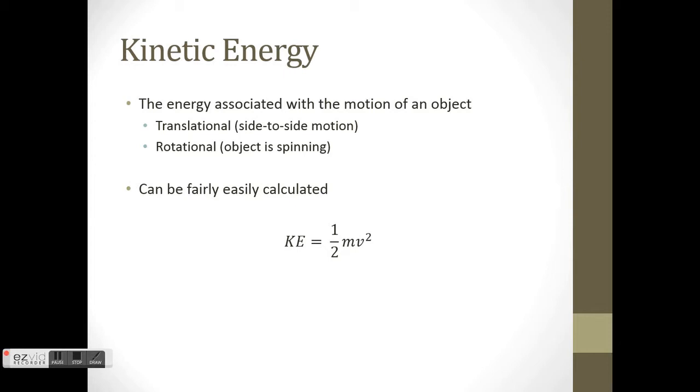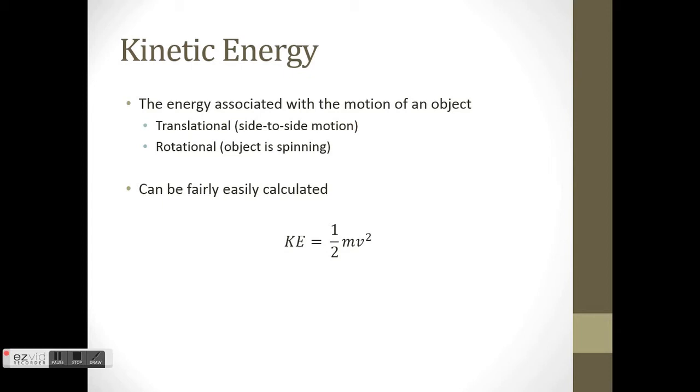The most common type of kinetic energy that we'll deal with in this section is that top one, translational. This deals with side-to-side motion. We'll also get to rotational kinetic energy a little bit later in the term. It's also worth pointing out that you can define what's called vibrational kinetic energy as well. We won't get to that, and we might get to that toward the end of this course, maybe not in this course. Now, translational kinetic energy can be fairly easily calculated.